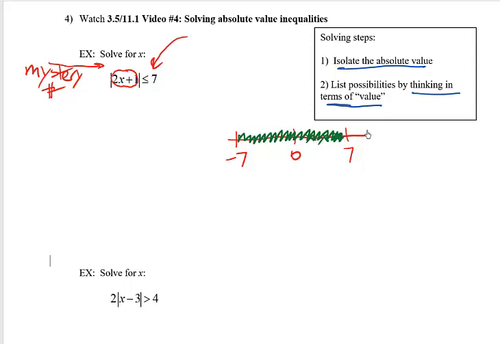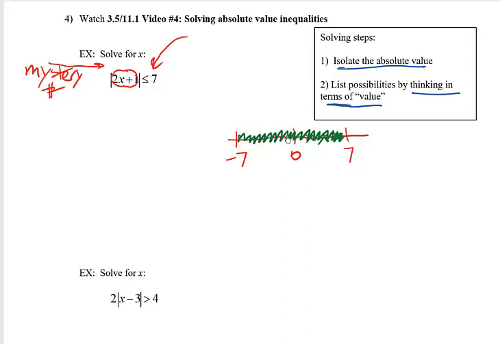Now forget it out here. Once you get to 8 or 9, or negative 8 or negative 9, those numbers have value parts that are too big. But anywhere in here, 1, 2, 3, 4, 5, negative 1, negative 2, all of those value parts are less than 7.